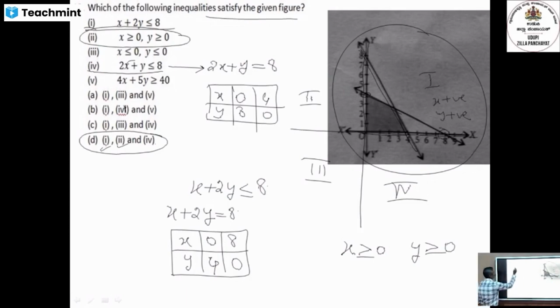So your answers are 1, 4 and 2. But 1 and 4 are used only for the verification purpose in this problem. In some problems, this is the advantage in your CET. In some problems, you have to be very smart. See, x less than equal to 0.